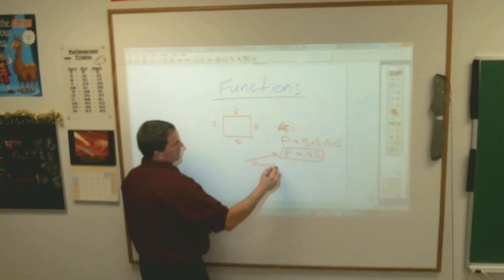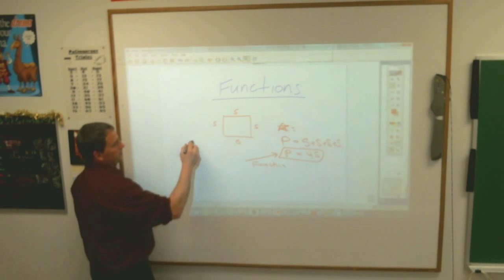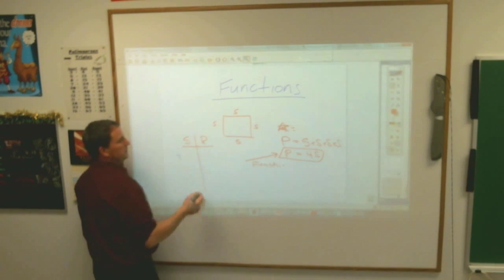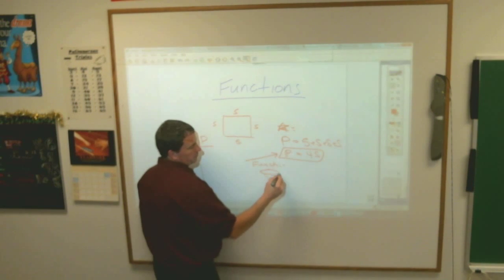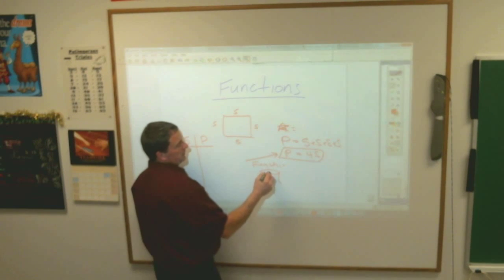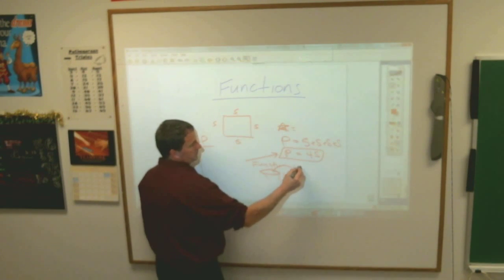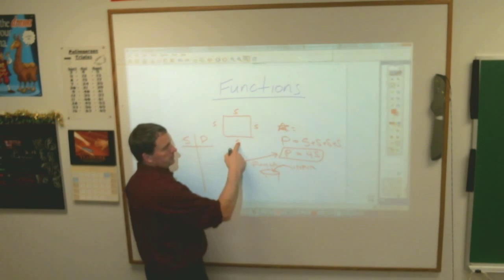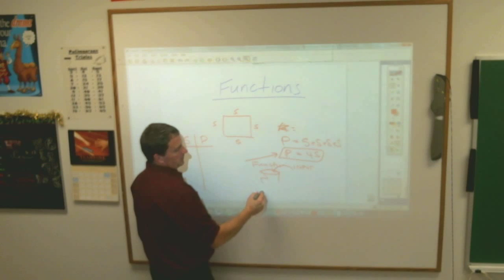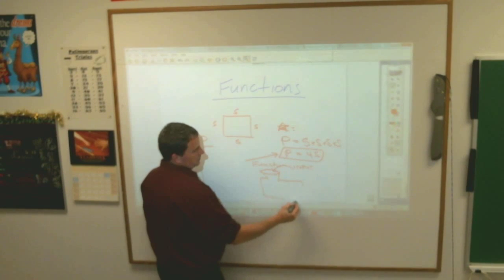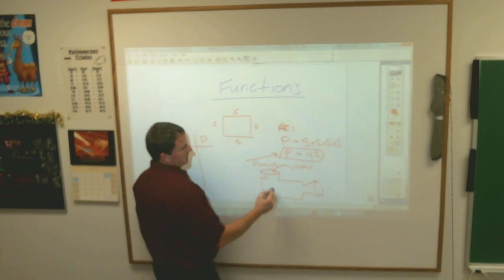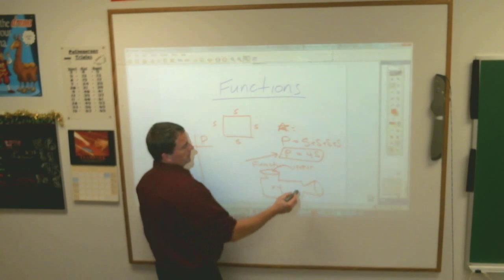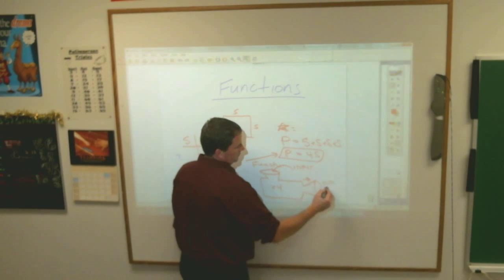A good way to think about it is this. If we have a table here, and this is my s, and this is my p, a function is like a machine, where you put in this first number, the input number. In this case, the input number is how big the side is. You put it into this little machine here. It performs some sort of action on it. In this case, it takes it and multiplies it by 4. And then it spits out an output number.